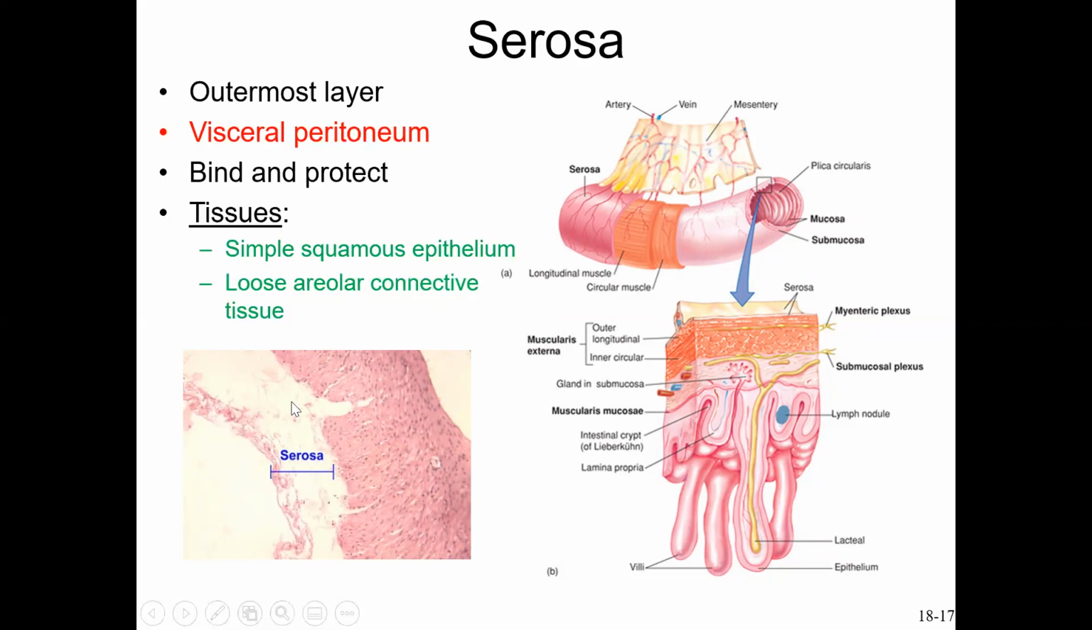So this makes up the same layer as the visceral peritoneum. That's just to help bind everything together and protect everything. Remember, it creates that serous fluid that helps increase lubrication and allows you to move around without damaging your tissues.